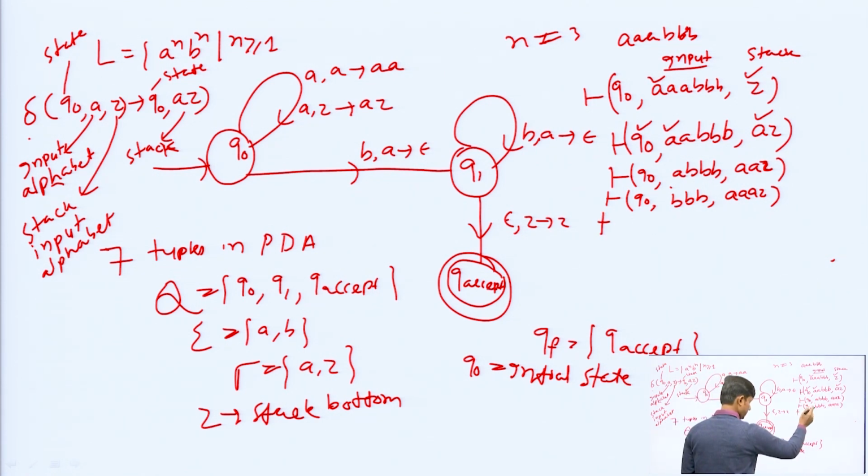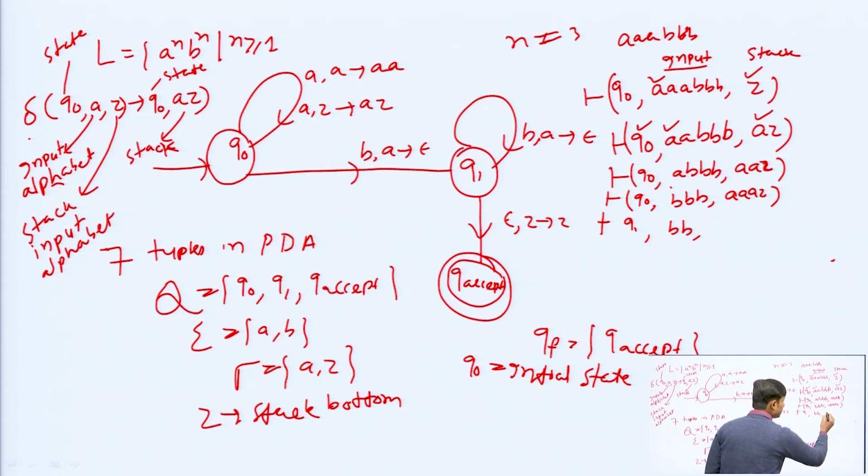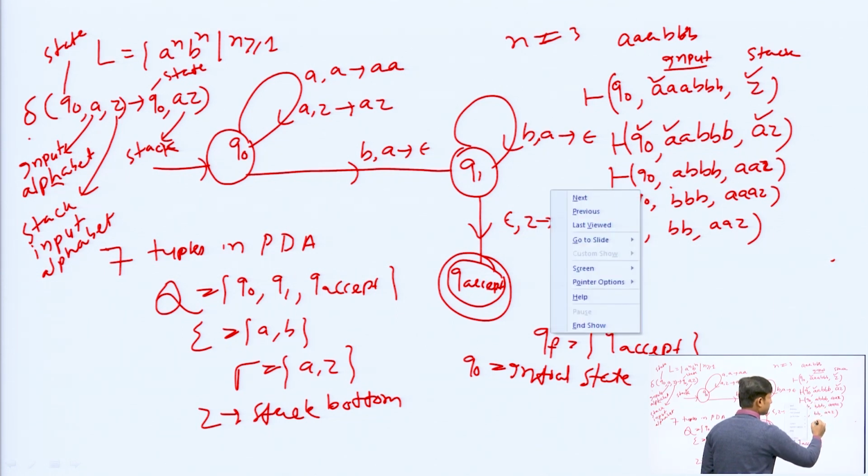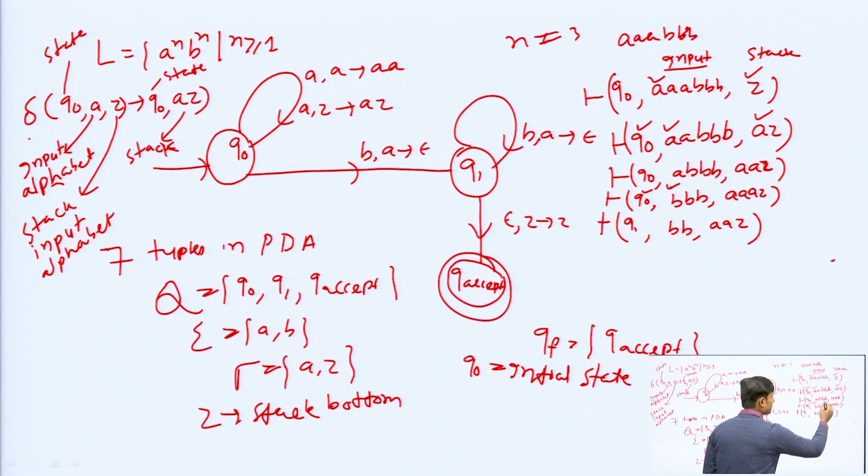Then you see here, the input is B and the stack top is A. You are in the Q0 state, input is B, stack top is A. Then what you have to do? We have to pop this A from the stack. For each and every B, we have to pop one A from the stack. So here it will go to the Q1 state, with BB remaining and stack AAZ. We pop one A from the stack and change the state from Q0 to Q1.